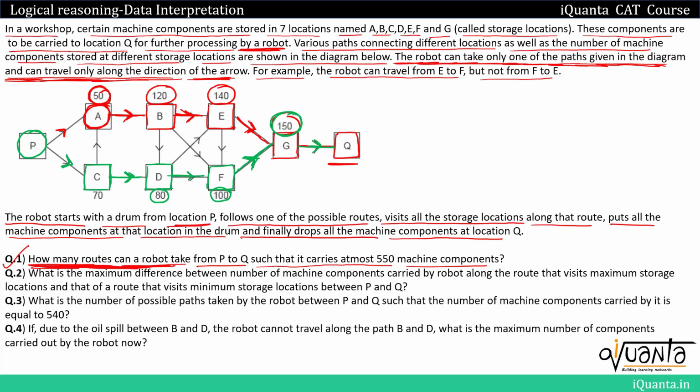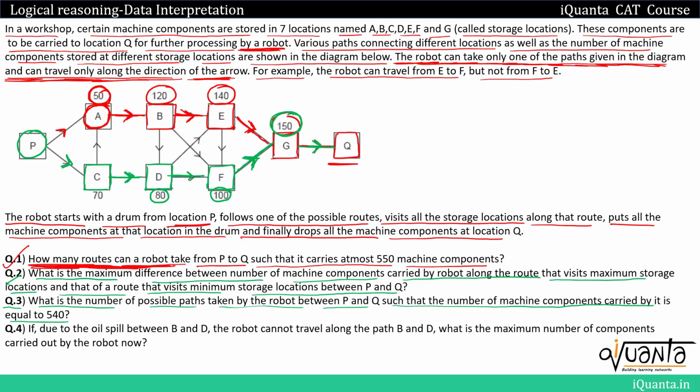If we read the second question, what is the maximum difference between number of machine components carried by robot along the route that visits maximum storage locations and that of a route that visits minimum storage locations between P and Q? So again we are talking about number of components and the path. Third question is, what is the number of possible paths taken by the robot between P and Q such that the number of machine components carried by it is equal to 540.